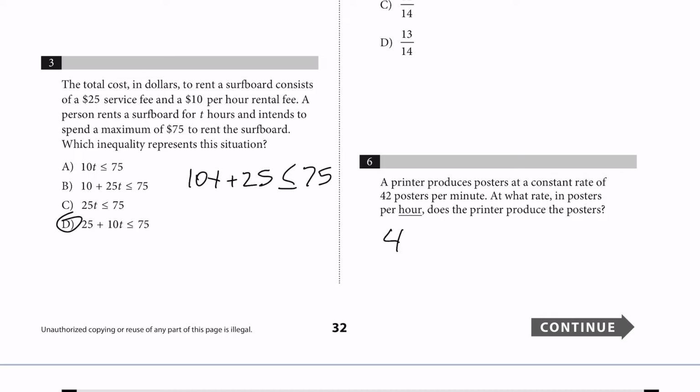A printer produces posters at a constant rate of 42 posters per minute. So we have 42 per minute. At what rate in posters per hour does the printer produce posters? So now we're just doing a rate conversion from minutes to hours, posters per minute to posters per hour. To do this conversion, we can simply convert minutes to hours. We know that there are 60 minutes in 1 hour. We see the minutes cancel out, and we're left with 42 times 60 per hour. And then when we put this into the calculator, we can see that that is 2,520. You can also just do that out by hand.